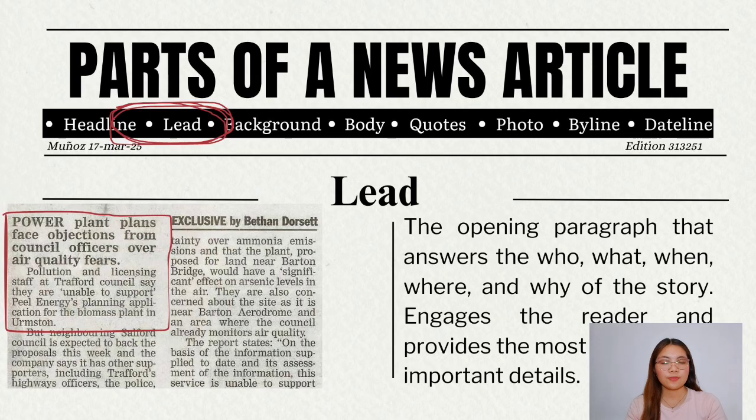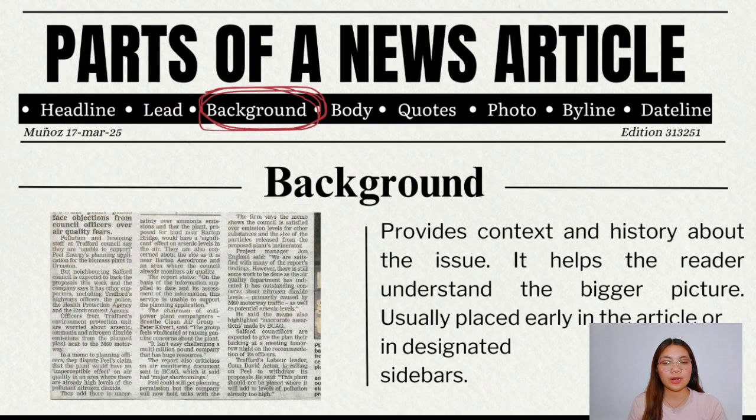For the third part, we have the background information, which provides the context and history about the issue or the news. It is to equip the reader with background information about the article, which helps the reader understand the bigger picture of the news. It makes the news more comprehensible for them. It is usually placed early in the article, at the top, or in designated sidebars of the article.